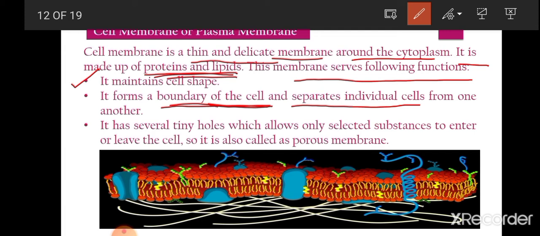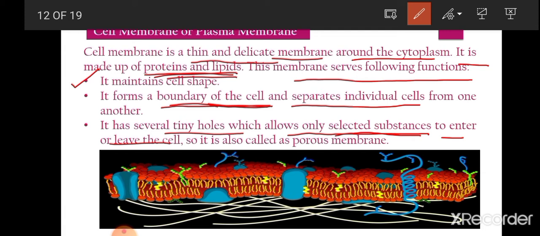Then it has several tiny holes which allow only selected substances to enter or leave the cells. Means this membrane is porous. It has so many pores, means tiny holes are present, and that allows the movement of substances both inwards and outwards. But the main thing is that it allows only selected substances, means all substances cannot go out of the cell and all substances cannot enter the cell. Only some selected substances are allowed to enter or leave the cell.